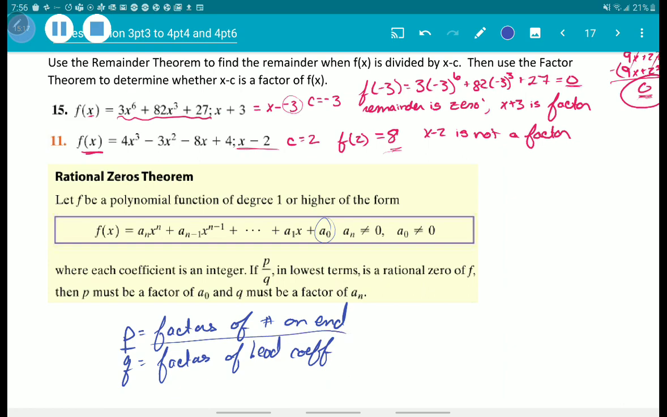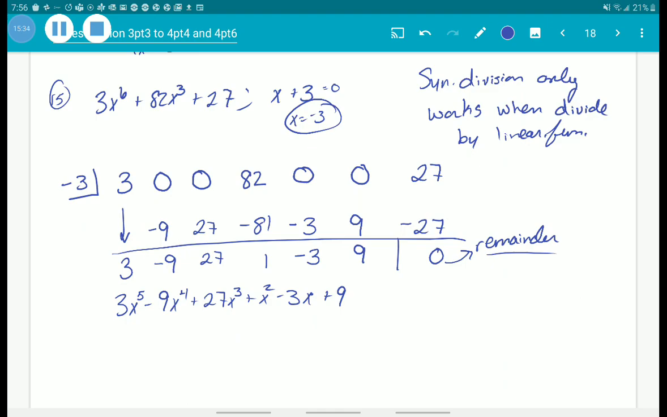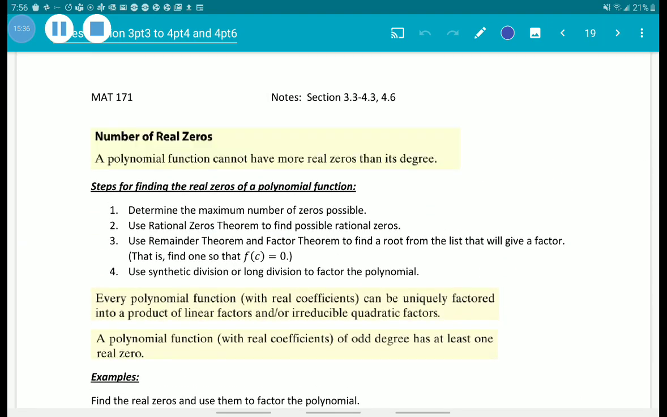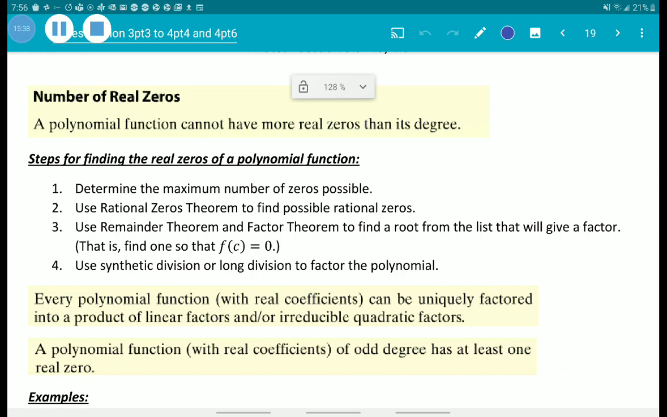And if there is a rational zero, rational means it is an integer divided by an integer, then it is guaranteed to be in that list. Now, it's possible we may not have any rational zeros, but if there's one, it will always be in this list. So the number of real zeros cannot be more than the degree. So if we have a degree 2 polynomial, we could have 2 real zeros. If we have a degree 3, we could have 3 real zeros.